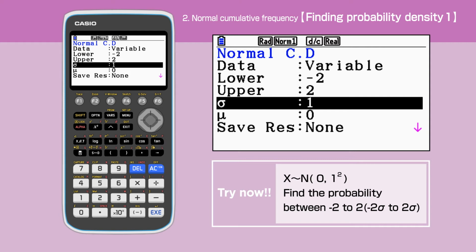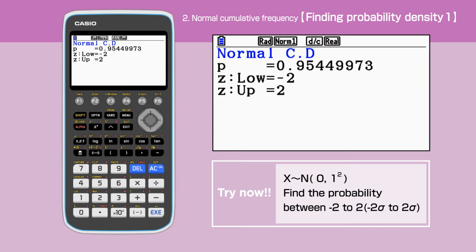It is possible to work out probability without drawing the graph. In this case, press Execute. We have 0.954 for the answer.